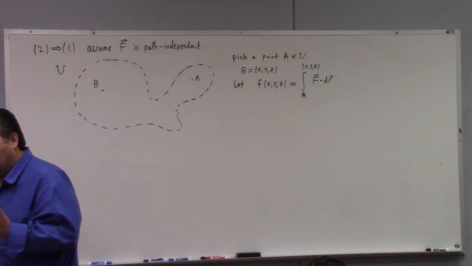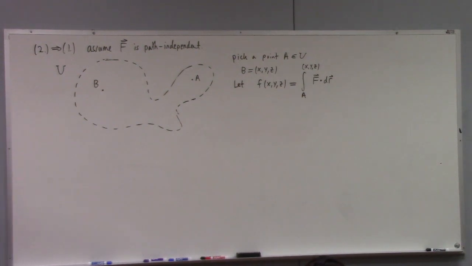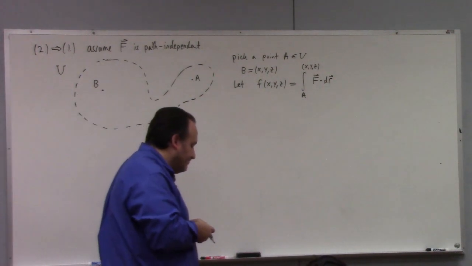That makes sense because we're assuming path independence, right? So it doesn't matter, under the assumption that 2 is true, which path we take from the reference point A to the point B where we're trying to construct the potential function. So this is how we construct the potential function from the integral.